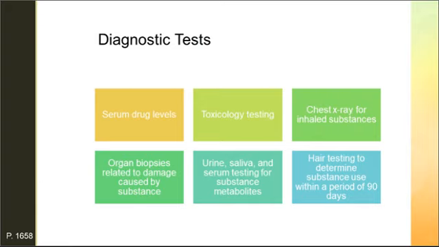Diagnostic tests on 1658. Just a little paragraph there. Serum drug levels, toxicology testing, chest x-ray for inhaled substances, organ biopsies related to damage caused by substances, urine, saliva, serum testing, hair testing within 90 days. Urine toxicology is a toxicology screen. It refers to various tests that determine the type and approximate amount of legal and illegal drugs a person has taken. Note that.